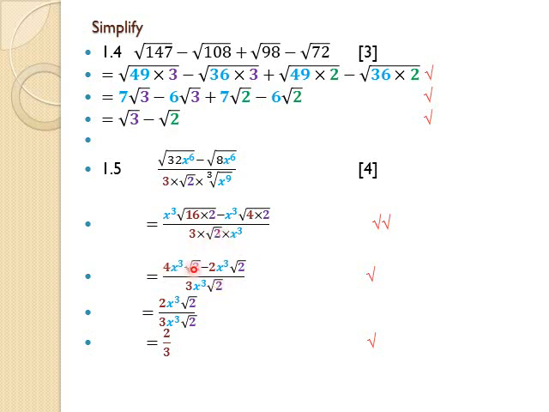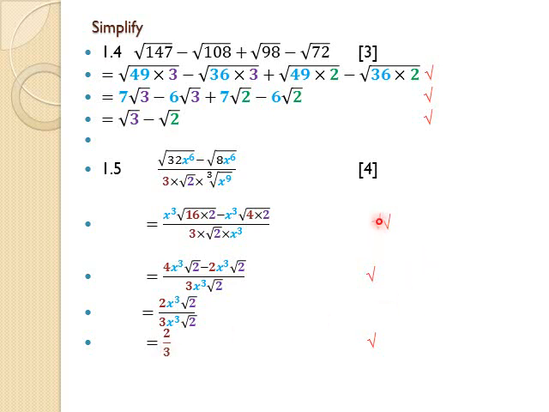Now those two, as you can see, are like terms. So 4 minus 2 gives me 2x cubed square root 2. On the bottom I have 3x cubed square root 2. So the square root of 2 and square root of 2 cancel, and x cubed and x cubed cancel. Now I'm left with 2 over 3.